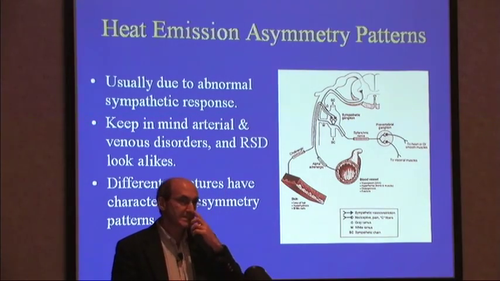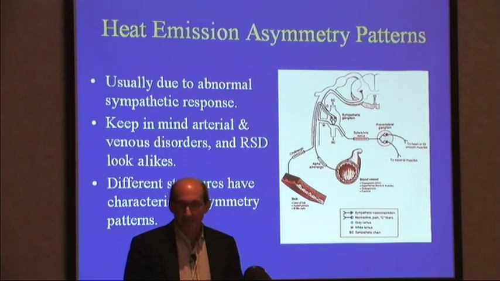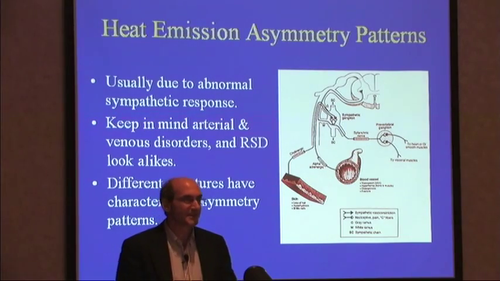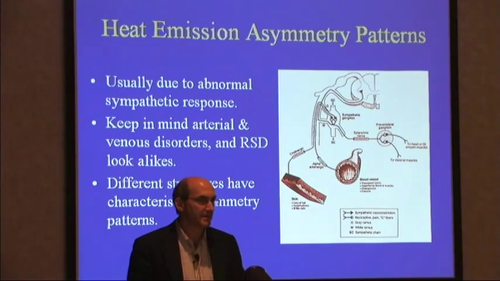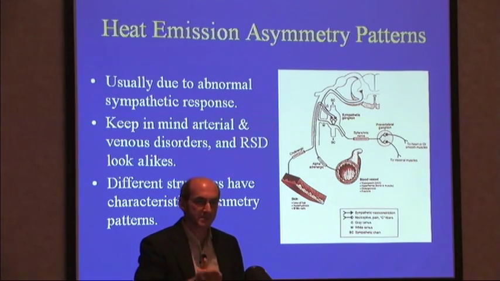And one of the key things that I'm going to try and teach throughout this is that different structures have characteristic asymmetry patterns. You can read the pattern and say to yourself, only these particular structures map this way. I know where the source of this is coming from, or at least now I've narrowed the universe of where this generator is.